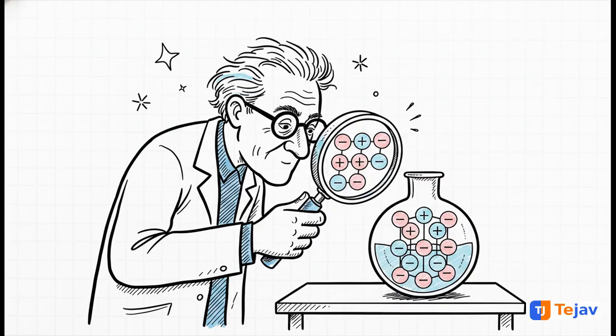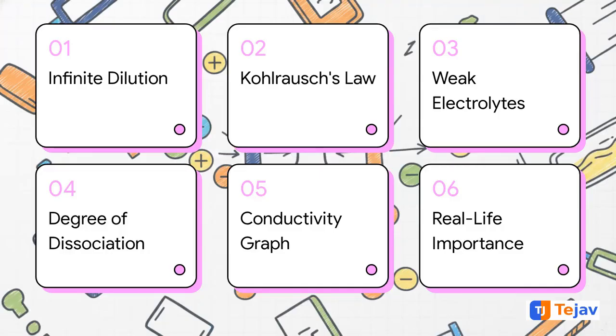Friedrich Kohlrausch spent years measuring how well different solutions conduct electricity. And what he realized was that if you dilute a solution enough, this predictable, honestly kind of beautiful pattern just emerges. So here's our roadmap to mastering this today. First, we'll look at ions at infinite dilution, then Kohlrausch's law explained, solving for weak electrolytes, degree of dissociation calculations, reading the conductivity graph, and finally the real-world impact and a quick recap.